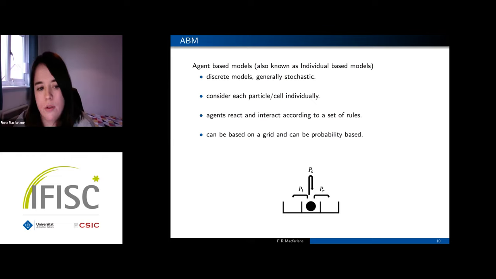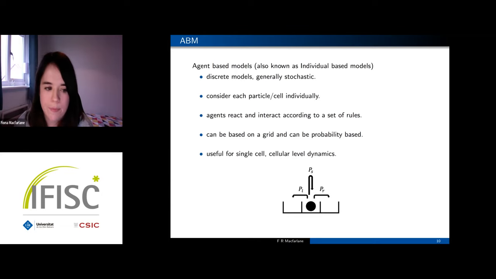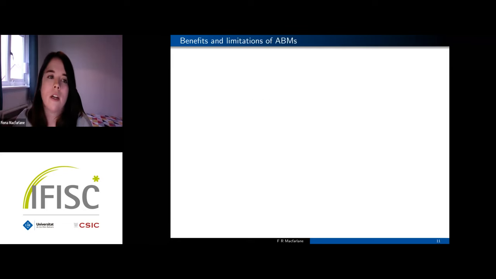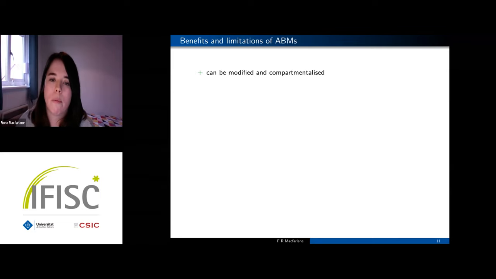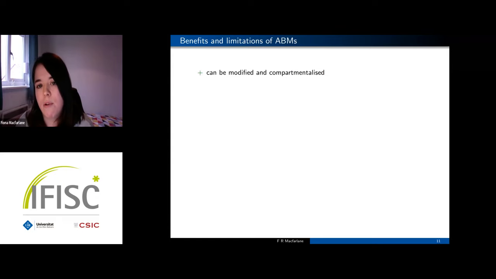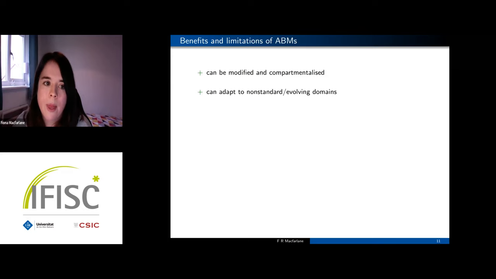So for the ones that we're going to look at today, these are going to be based on a grid, and each rule that the cell follows is going to be based on some probability of the cell undergoing that mechanism. And these are useful for looking at single cell or cellular level dynamics. So some of the benefits and limitations of these is that they can be modified and compartmentalized quite easily. So we can separate parts of the system in these computational models.